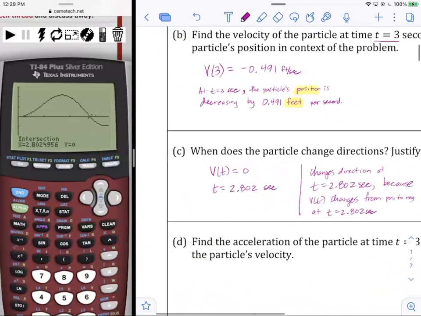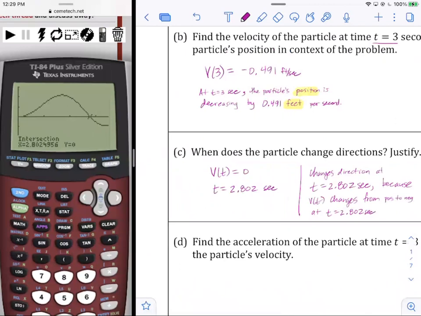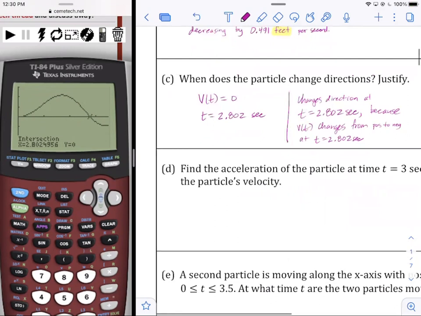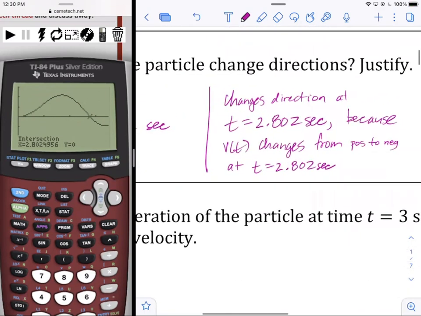All right, now for what it's worth, is the particle changing from going right to left or left to right at this point? Right to left, good, because right before that value, the velocity is positive, so position's increasing, it's moving to the right. And immediately after that, velocity is negative, so it's moving to the left. Good.